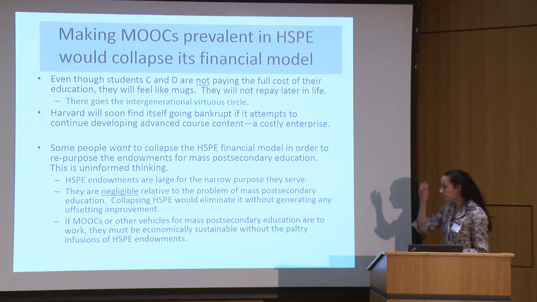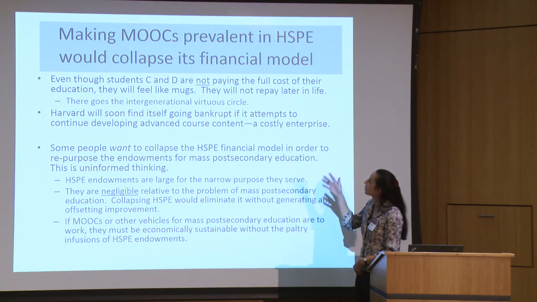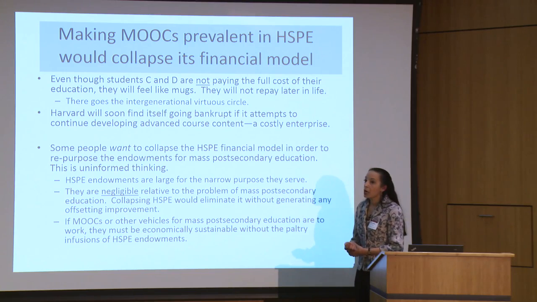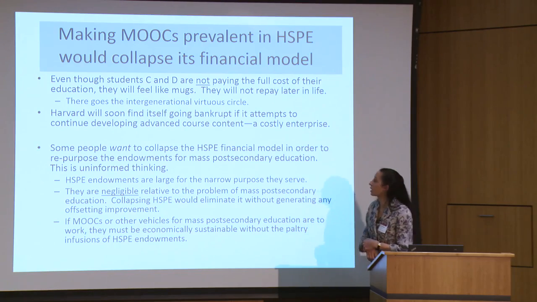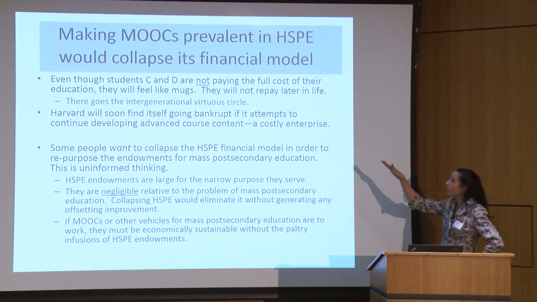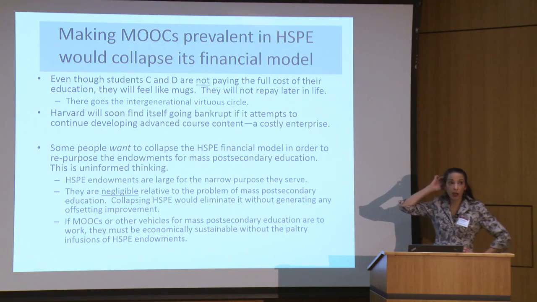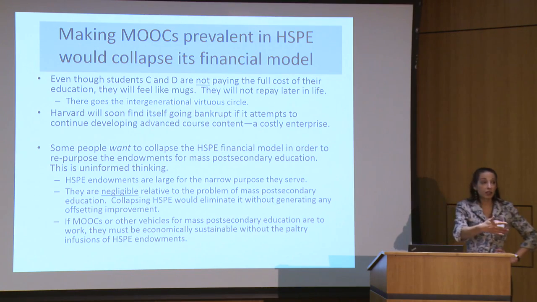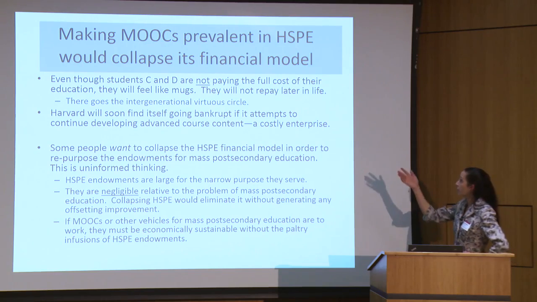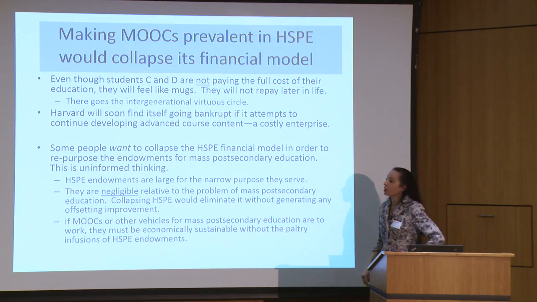All right, so more importantly, making MOOCs very prevalent would collapse our financial model and giving them course credit in highly selective post-secondary education. So even though students C and D are not paying for the full cost of their education, right? They're only paying for a little less than half. They should feel like mugs. Why? Because the university is giving away the same type of education that they're getting basically almost for free. And that's going to get rid of that intergenerational virtuous cycle that I talked about, and I said it was so important for sustaining institutions that are of the highly selective type.